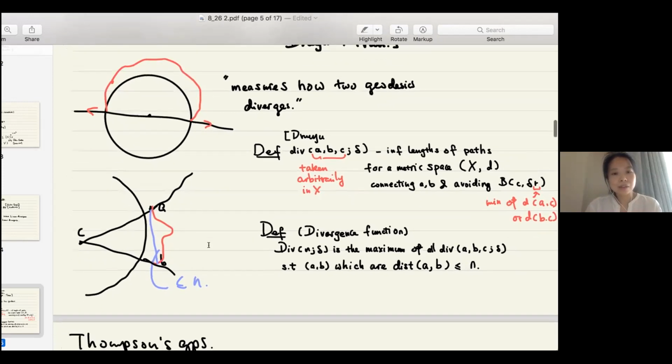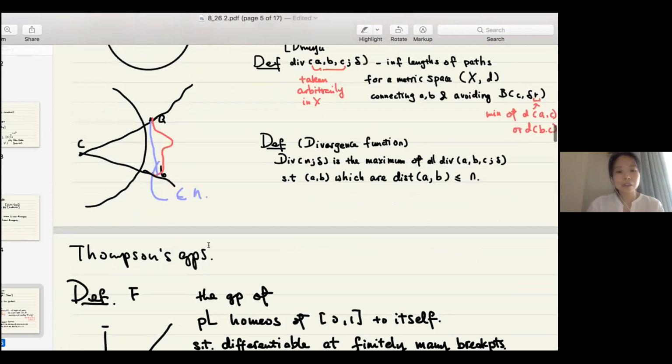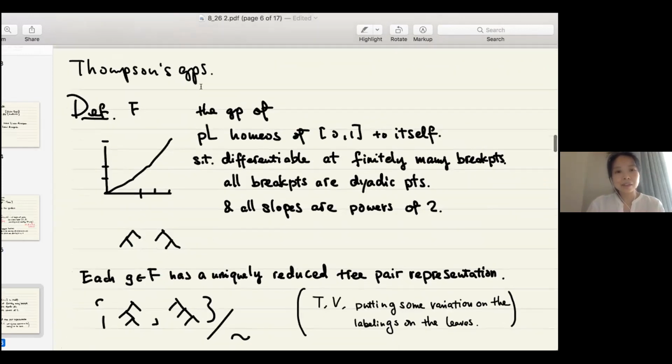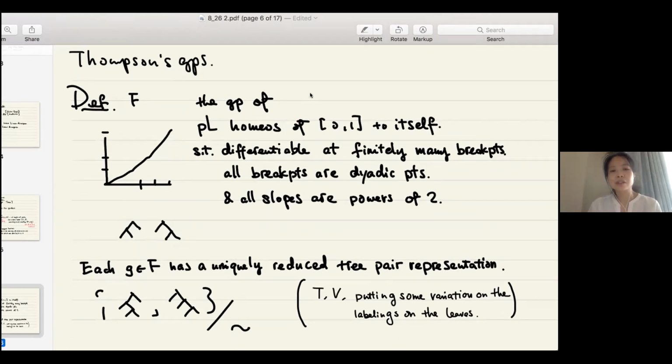So this is the notion of divergence function. And then I'm going to briefly introduce Thompson's group. F is defined as the group of piecewise linear homeomorphisms from the unit interval to itself, differentiable except at finitely many breakpoints, where all breakpoints are dyadic points and all slopes are powers of 2. So this is one of the standard representations of an element in Thompson's group.